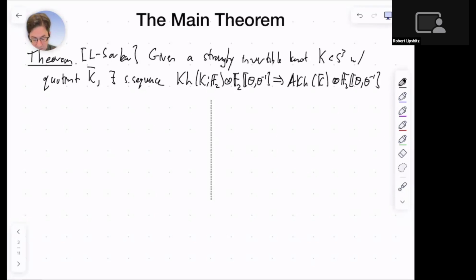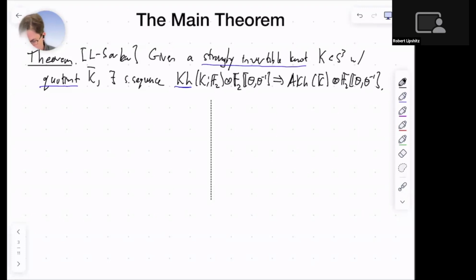Again, there are several things in the statement that I should explain. I briefly said it, but I'll say a little more about strongly invertible knots. I should tell you what the quotient of a strongly invertible knot is, and then explain what this Khovanov homology thing is. I'll do the first two on this slide and the last one on the next slide.